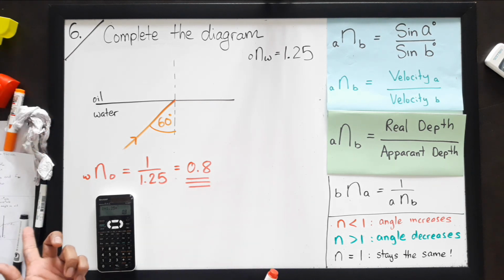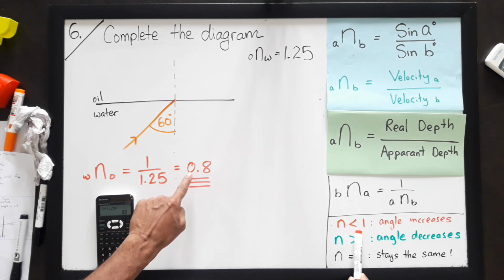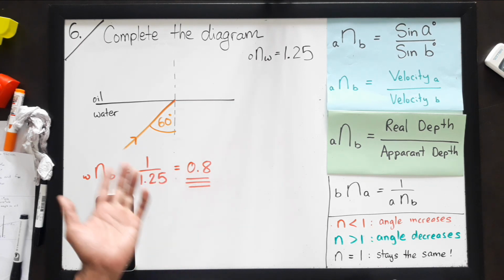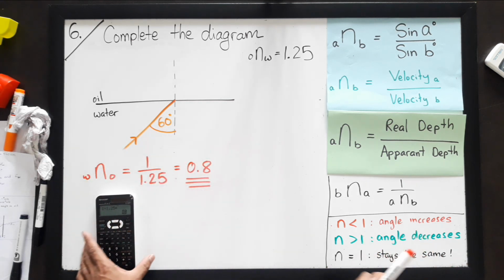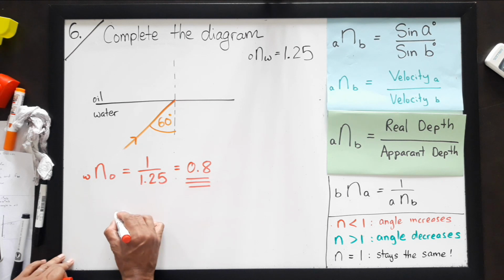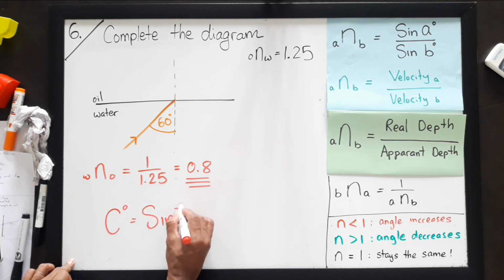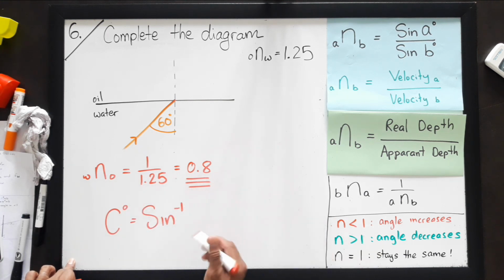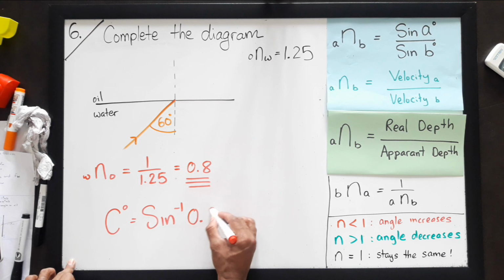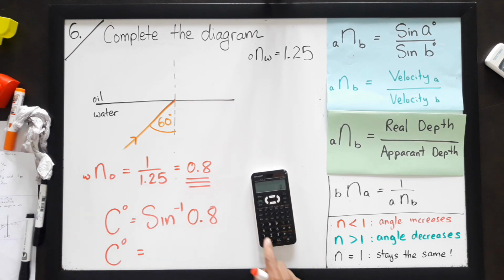Remember a couple questions back, I told you that if your refractive index was less than 1, there was a chance you can get an error on your calculator and you should do a critical angle test. Remember how you find the critical angle? The critical angle is sine inverse of the refractive index, provided that the refractive index is less than 1. And 0.8 is less than 1. So let's calculate the critical angle for this scenario and see how it applies to the question.